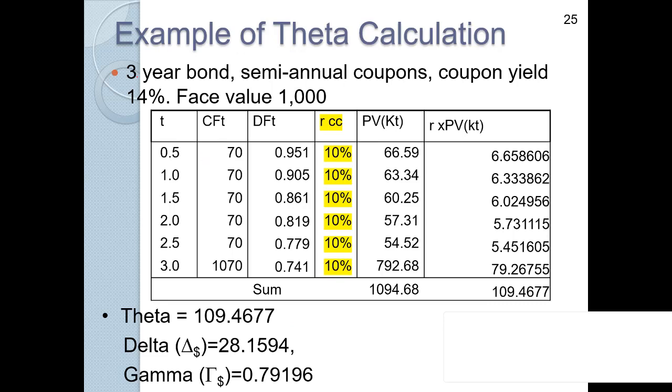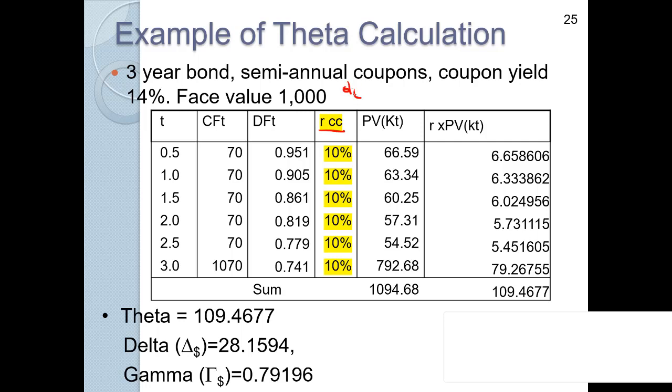So this is again our 3-year bond with semi-annual coupons and a coupon yield of 14%, that is annual, and a face value of 100. It has semi-annual payments. So the first thing that you have to do in order to be able to compute your theta is that you need to get your interest rates. So how do you do it?